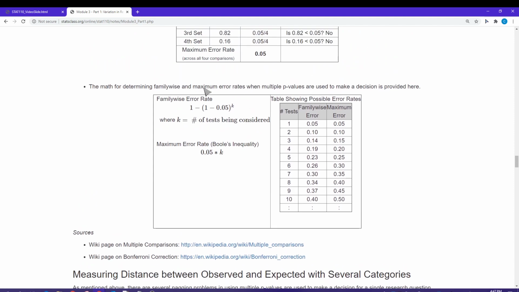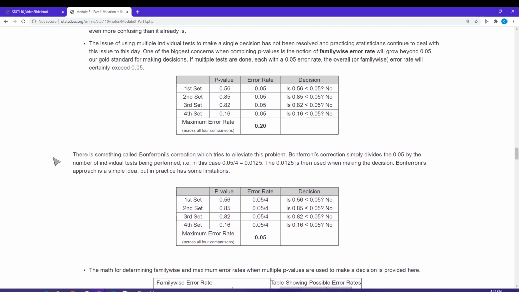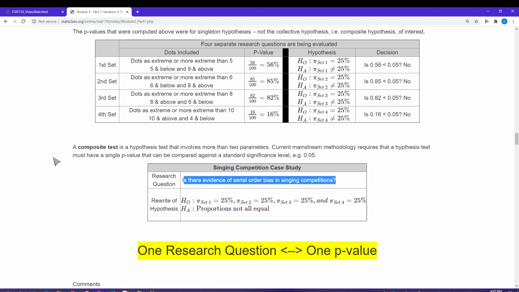There's also this notion of the family-wise error rate versus the maximum error rate. And there's a couple wiki sources that I have provided here for a better understanding of those. The big picture here is that we cannot use individual tests to try to make a decision about a composite hypothesis. If you have one research question, we need one reference distribution from which we can get a single p-value.